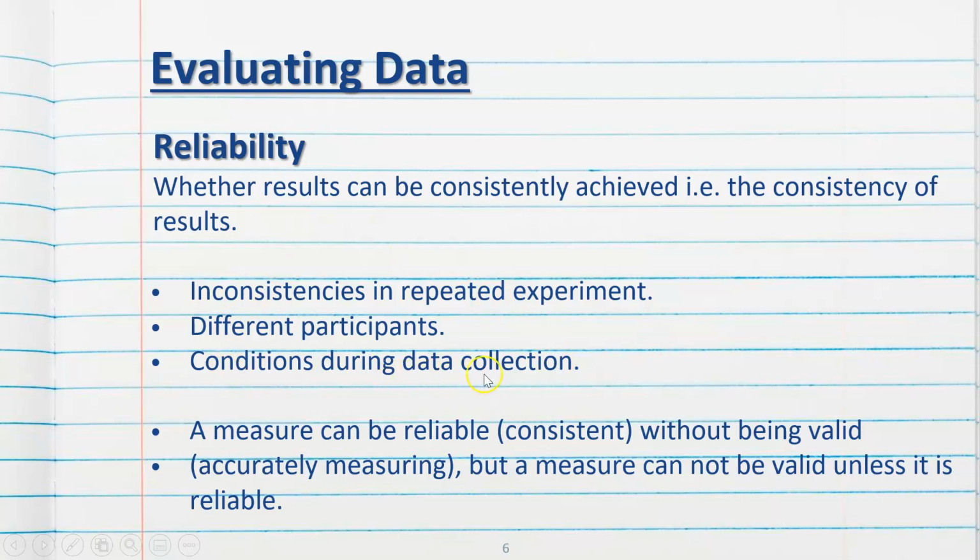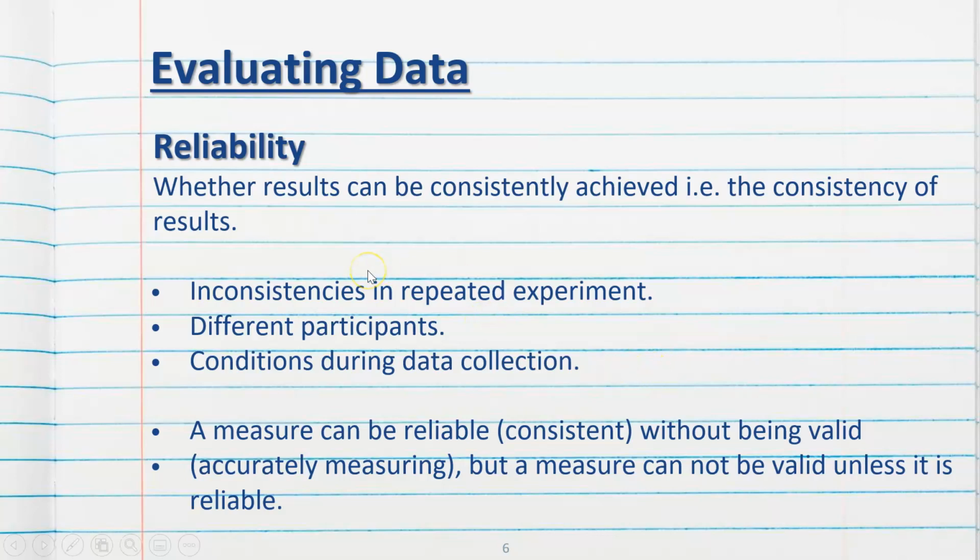And of course, the conditions during the data collection, if I don't keep those consistent or the same or similar, we're going to get different results. So if I use different heart rate machines each time, or I do it again at a different time of day, we're going to get different results. These are extraneous variables that are going to stop our results being consistent.